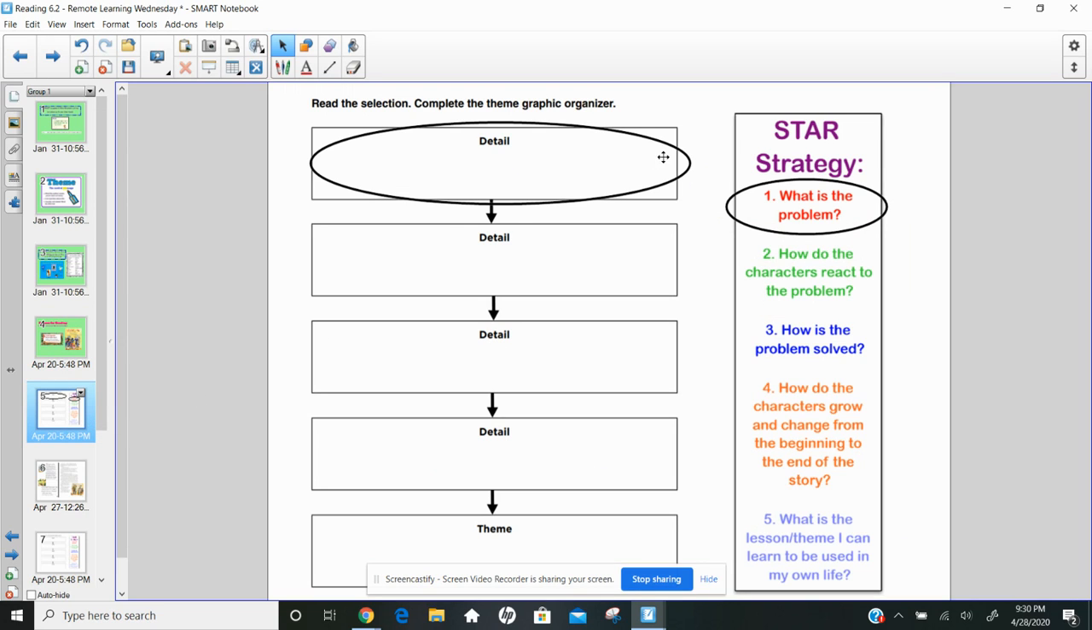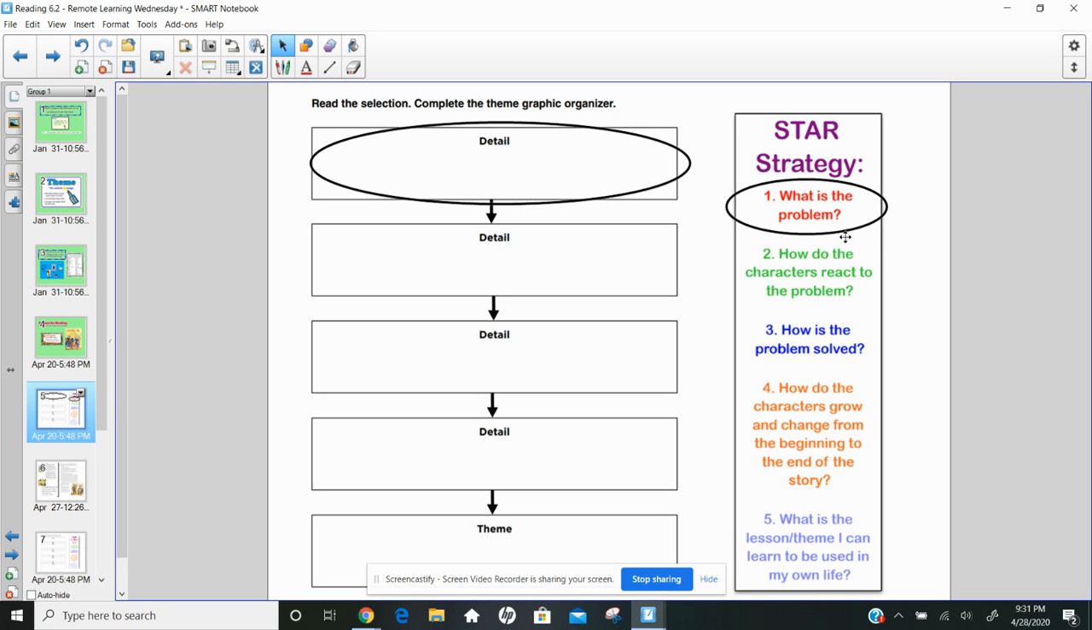And we are going to be using that star strategy of what is the problem? How do the characters react to the problem? How is this problem solved? And how do they grow and change? Based on those four questions, that should help you decide what theme we should learn for our own life, right? Based on what the character learned from the beginning to the end, that's what I should learn too. And so each one of these detail boxes should go with one of these questions to help you. And then the fifth one should be the theme box.